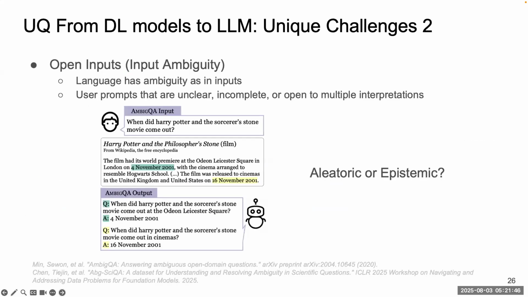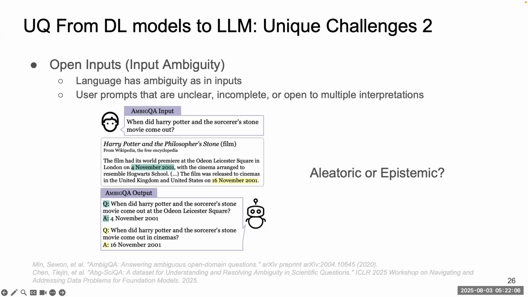That's one challenge. Another challenge is the input ambiguity in language itself. Think about it: language has ambiguity in its input. Even though we have exact words, their embeddings could have ambiguity based on different contexts.